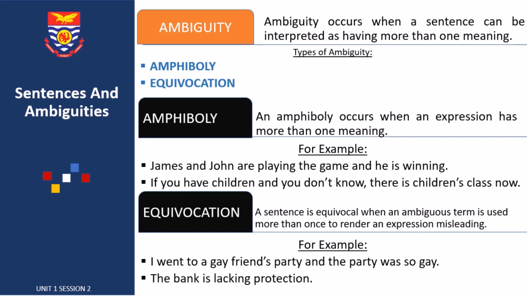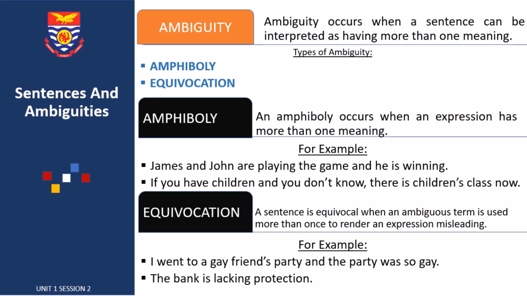Now let's look at sentences and ambiguity. Ambiguity occurs when a sentence, or a group of words, can be interpreted as having more than one meaning. There are two types of ambiguity: amphiboly and equivocation. An amphiboly occurs when an expression has more than one meaning. For example, James and John are playing the game, and he's winning.